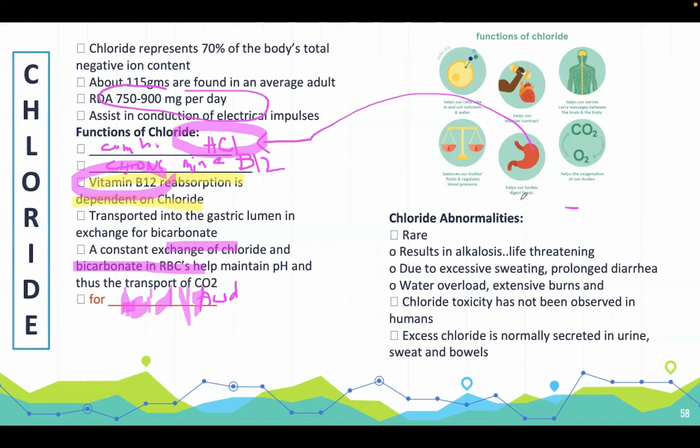So, yung chloride abnormalities naman po, we don't usually encounter abnormalities for your chloride. Okay? Pero meron pa din, it results in alkalosis. It is very life-threatening. Nabanggit na natin to sa ating P1. Due to excessive sweating, prolonged diarrhea, water overload, and extensive burns. And chloride toxicity has not been observed in humans. Okay, excess chloride is normally secreted in the urine, sweats, and in your bowels.